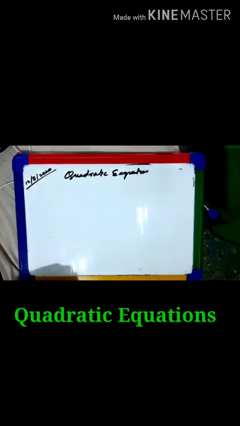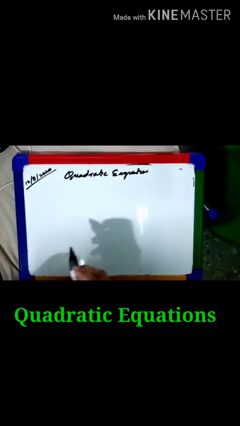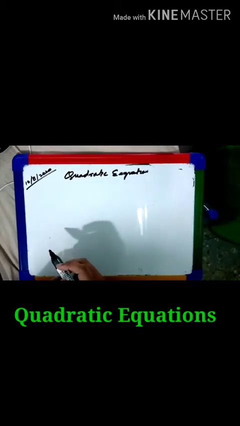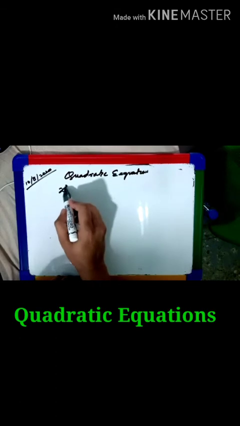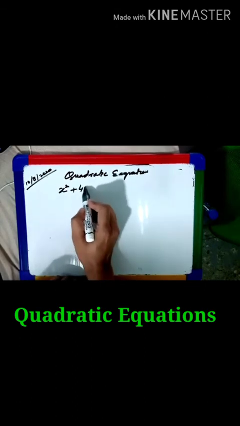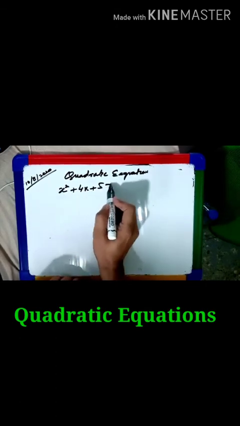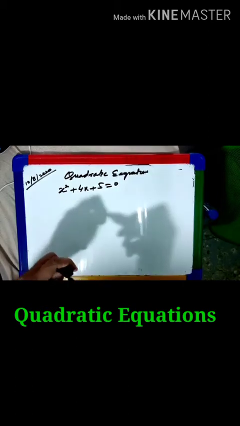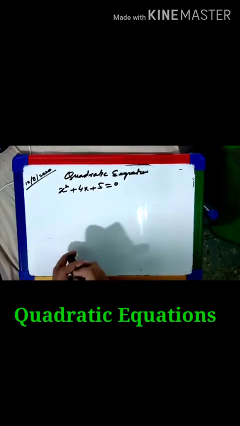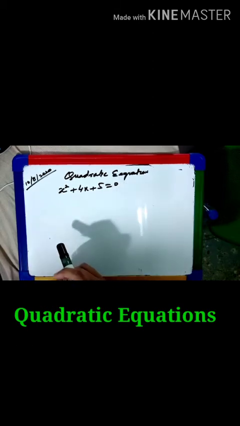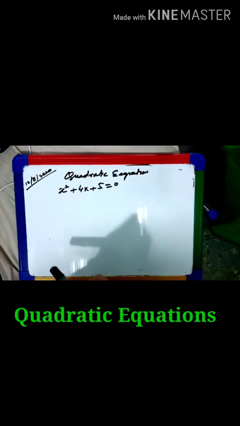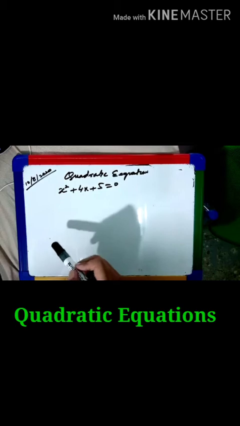Okay, so in the quadratic equation, we learned the power is 2. Highest power is 2. If the highest power is 2, you can write the equation x square plus 4x plus 5 equal to 0. If I say equal to 0, this is an equation. This equal to sign shows that this is an equation. So quadratic, why do we call it quadratic? Because the highest power is 2. If the highest power is 2, this is called a quadratic equation.